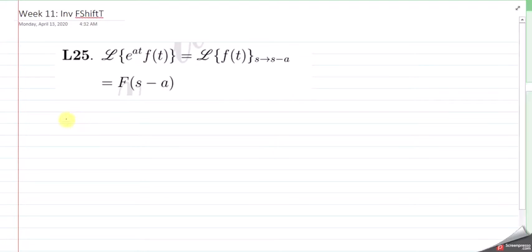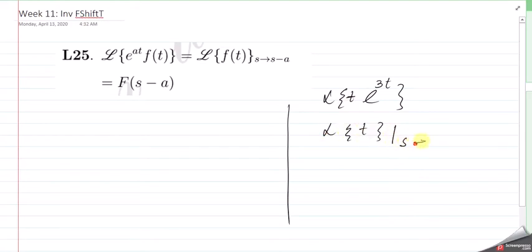So let's say if we have, I'll write it here on the side just in case, Laplace of e power 3t, I need a t here. So Laplace of t e raised power 3t. So this t is my function. We take Laplace of t and then shift the answer to s minus 3. Note that this minus 3 is opposite sign. This is a plus 3 and this is minus 3.